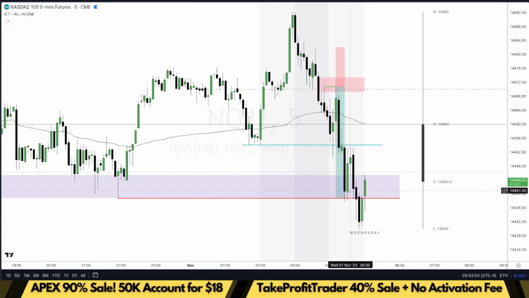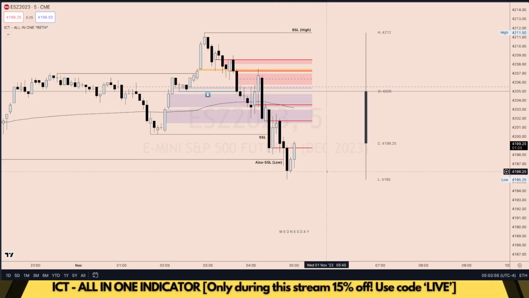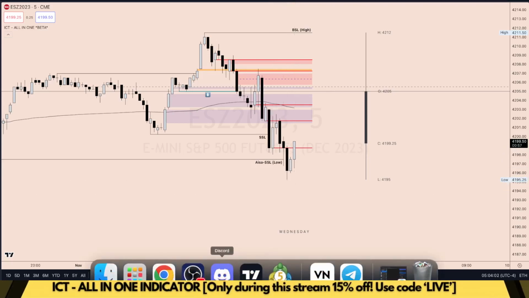Same goes for NQ. Order blocks or mitigation for the continuation lower after closing below that level. We will see. I will keep everyone up to date on Discord.